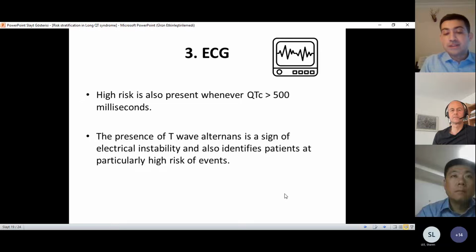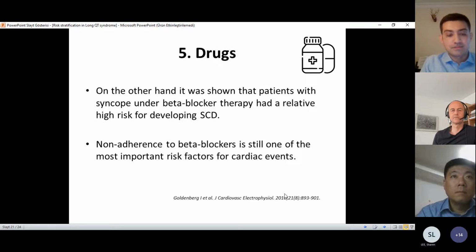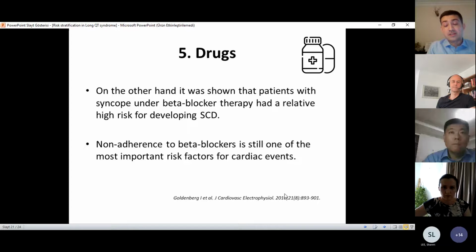The presence of T-wave alternans is a sign of electrical instability and also identifies patients at particularly high risk of events. The onset of symptoms occurs at a mean age of 12 years old, with an earlier onset usually associated with more severe outcomes. On the other hand, it was shown that patients with syncope under beta blocker therapy had a relatively high risk for developing sudden cardiac death.